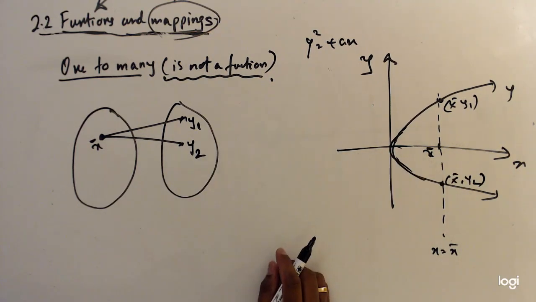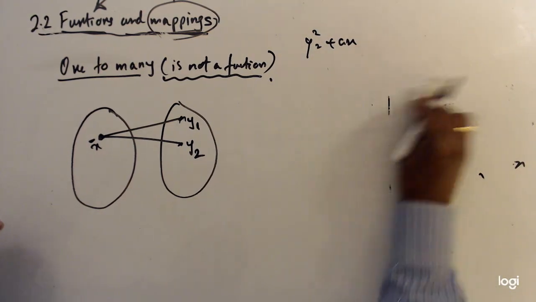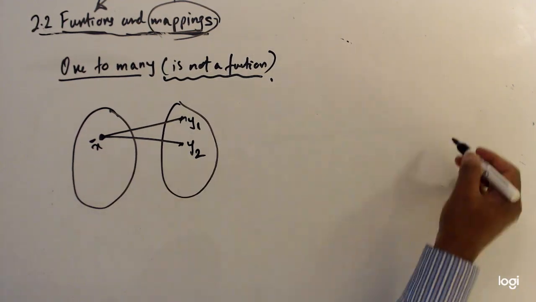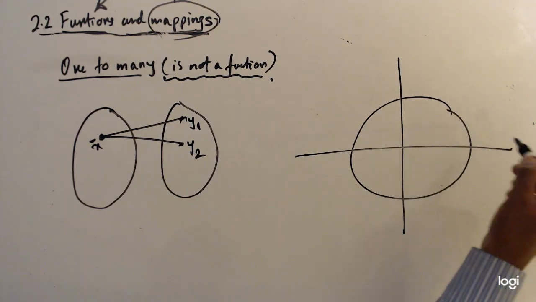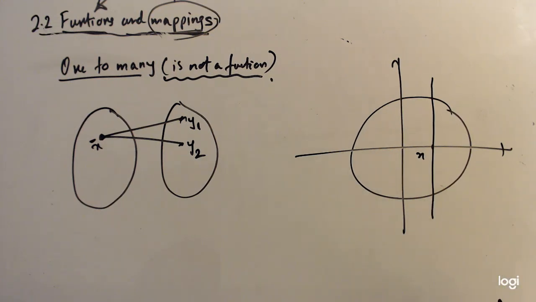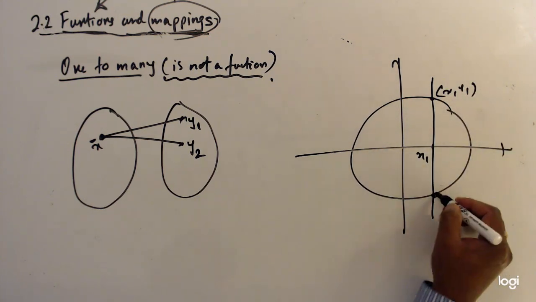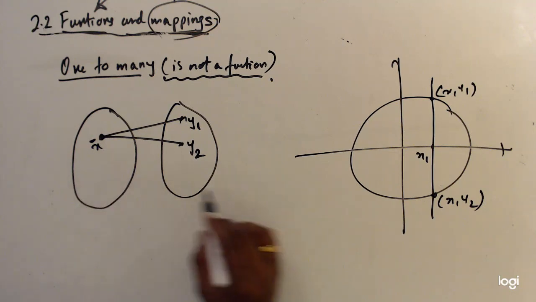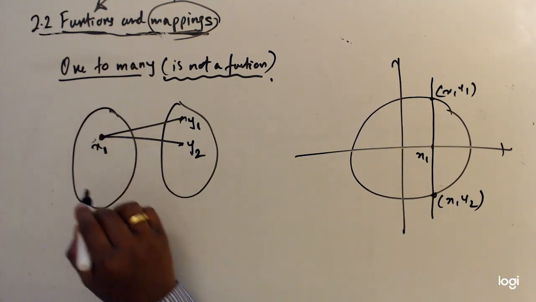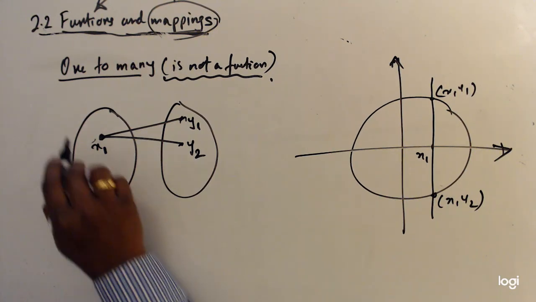So this is where a graph and a curve are going to be different. Another example is a circle. If you take one x value, two y values: x1, y1 and x1, y2. So this is also not a function. Those are the examples for one to many.